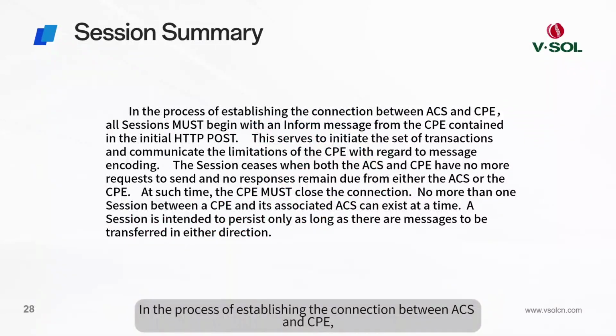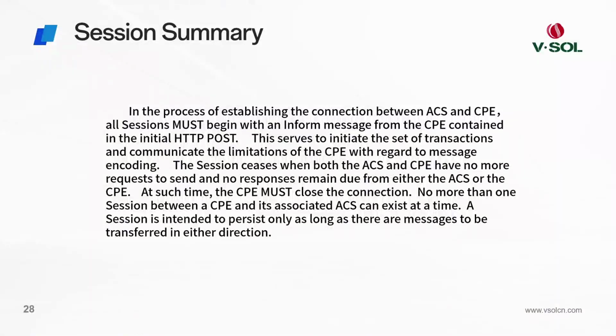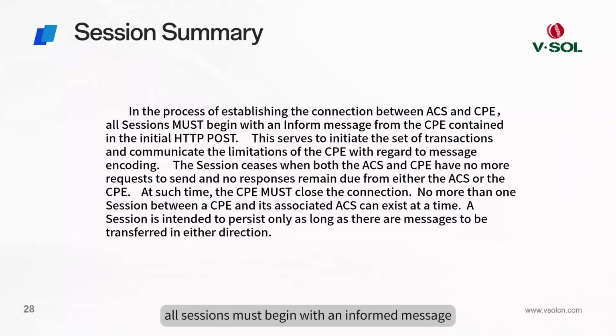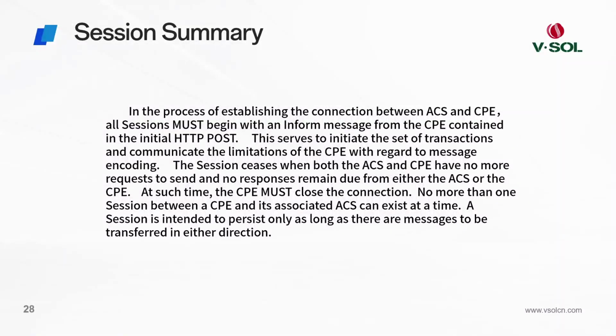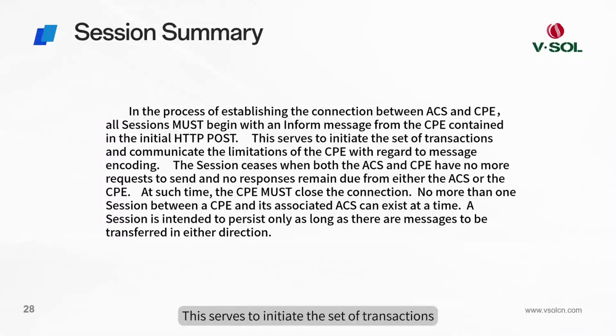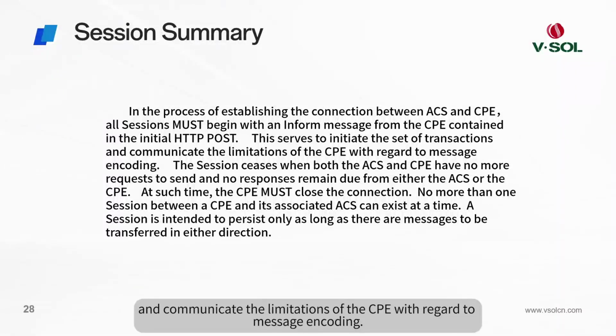In the process of establishing the connection between ACS and CPE, all sessions must begin with an inform message from the CPE contained in the initial HTTP post. This serves to initiate the set of transactions and communicate the limitations of the CPE with regard to message encoding.